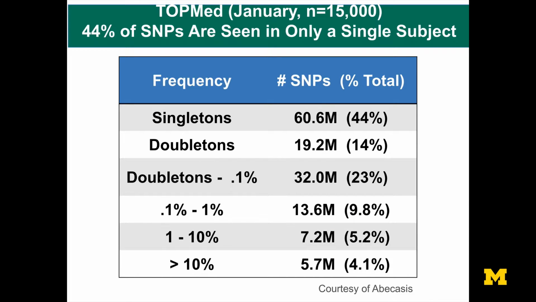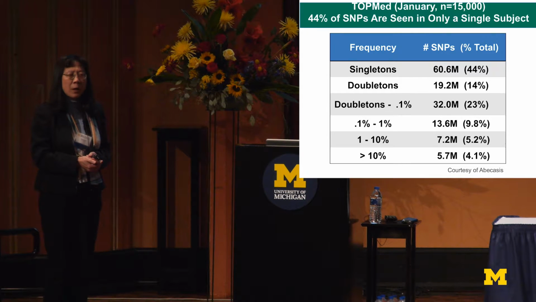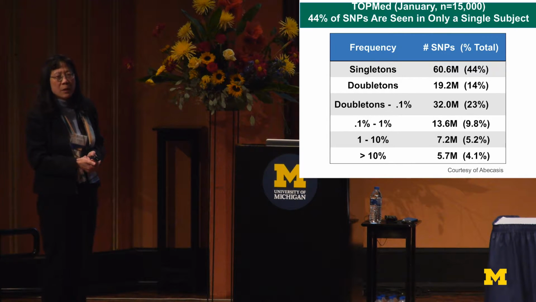By looking at the preliminary data which was generated in January, about 15,000 people, you can see the data are very, very sparse. Among the total of about 159 million variants identified, 44% of the variants are singletons.